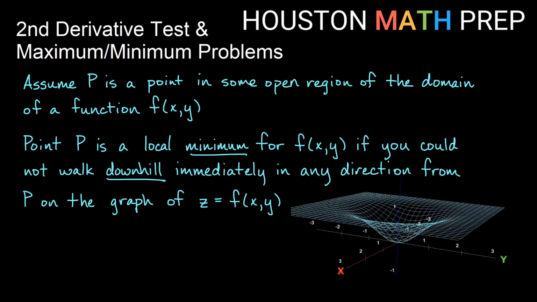Additionally then, point P is going to be a local minimum on the graph if you could not walk downhill immediately. In other words, you could only walk uphill no matter which direction you go. So think about still being on the z-axis here, but now we're at the very bottom point of this valley. Doesn't matter which direction we face and then start to walk from the point we're located, we're always going to be walking upward. So since we can only walk upward, can't walk downhill, then this is a local minimum on our graph.